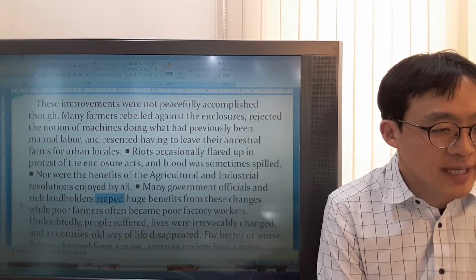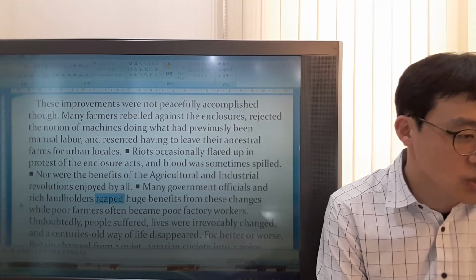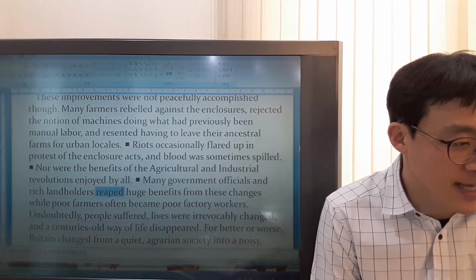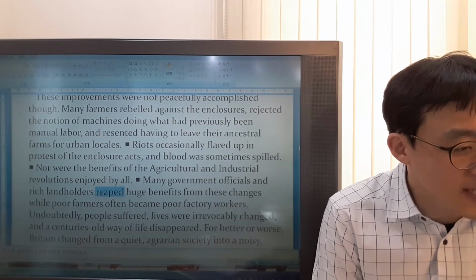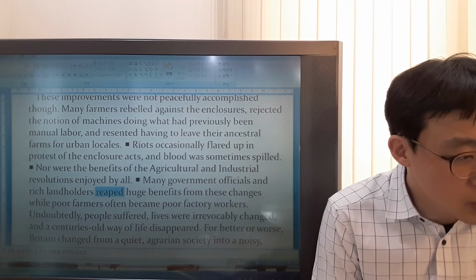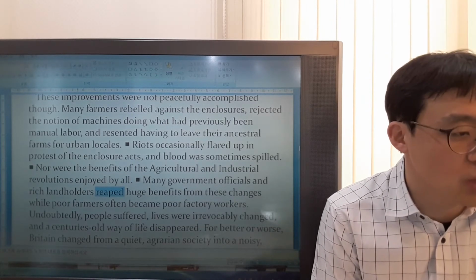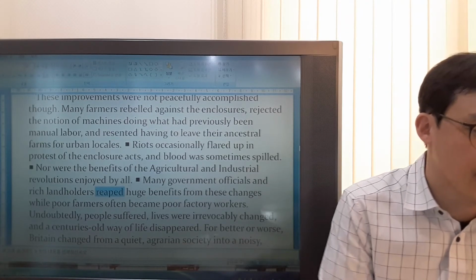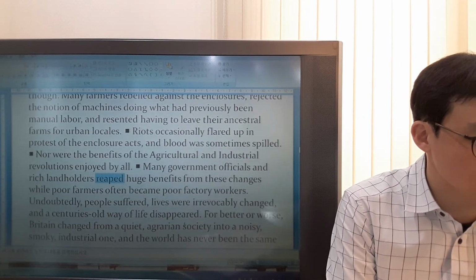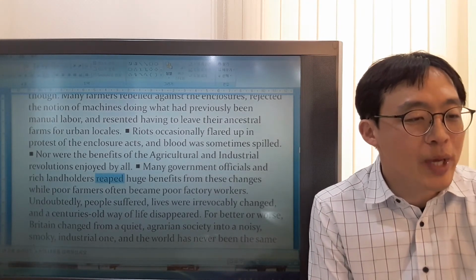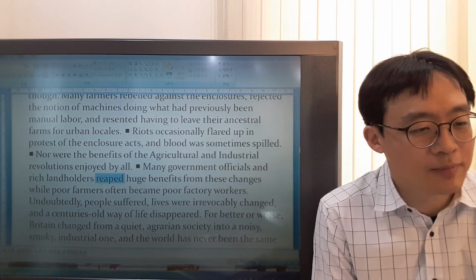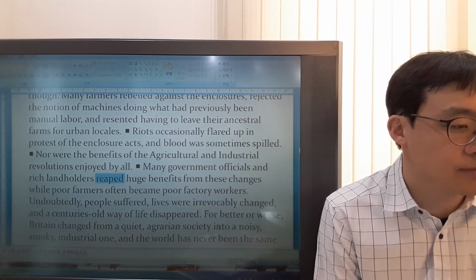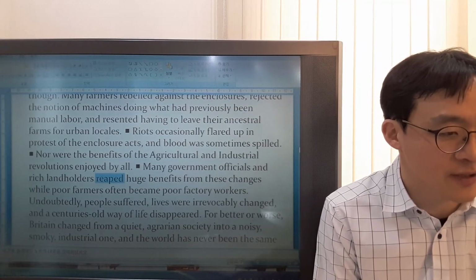And the benefits of the agricultural and industrial revolutions were not enjoyed by all. Nor were the benefits. What does that mean? That means this is the same as the benefits of the agricultural and industrial revolutions were not enjoyed by all. It's the same meaning. Many government officials and rich landowners enjoyed a large benefit from these changes, while poor farmers became poor factory workers. Landholder is a landowner. Reap means to enjoy the benefits or the rewards of something. Okay?